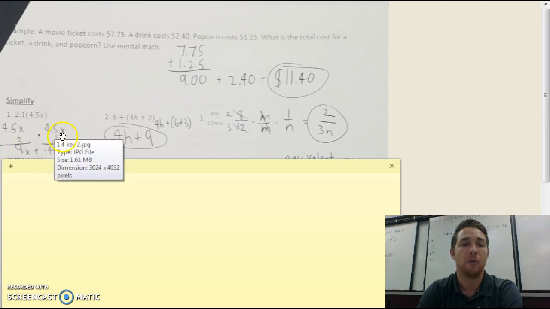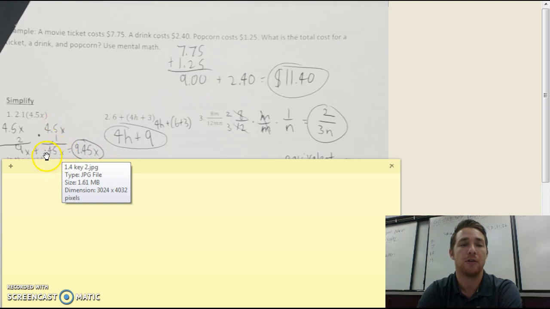And then if I'm taking 4.5, I still have that 0.1 in there. So an easy way you can think of this is just 45 times 1 is 45, but I have a 0.5 and a 0.1, so I need to make 2 decimal places, 0.45. If I take those two things together, 9 plus 0.45, I get 9.45x.